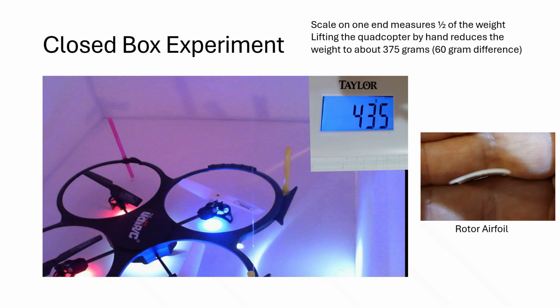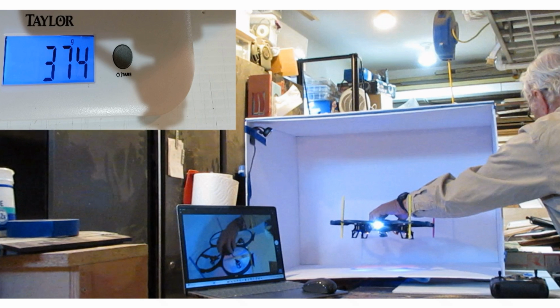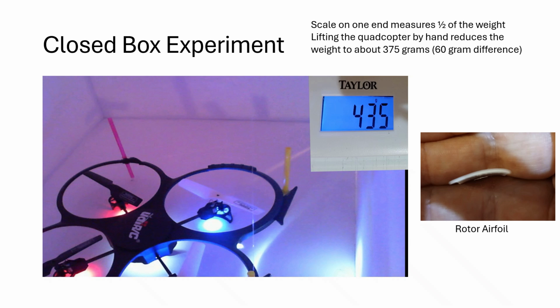I have a quadcopter in a box. It's all closed up. There's a scale under one end of the box measuring essentially half the weight. And it's measuring 435 grams, as you can see. And when I lift the quadcopter up by hand, the weight goes down to 375 grams. So it's about a 60-gram difference. And 60 grams is about half the weight of the quadcopter, so it's working.